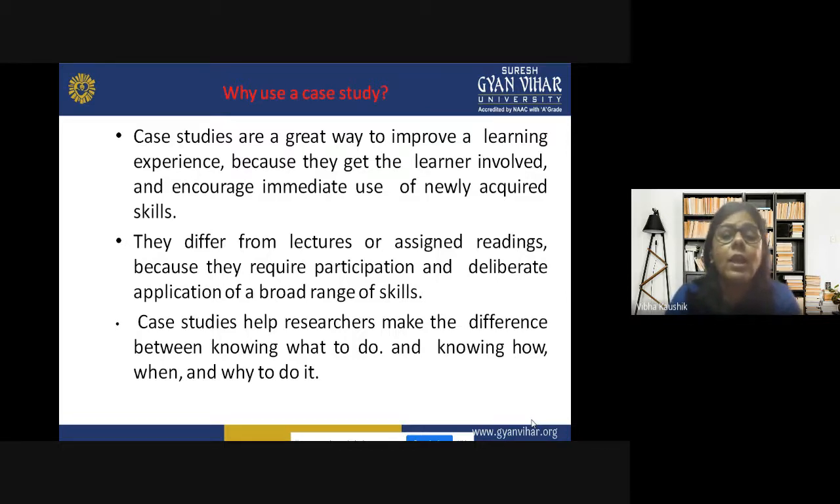Case studies help the researcher make the difference between knowing what to do, meaning what has to be done, and knowing how, when, and why to do that particular thing.